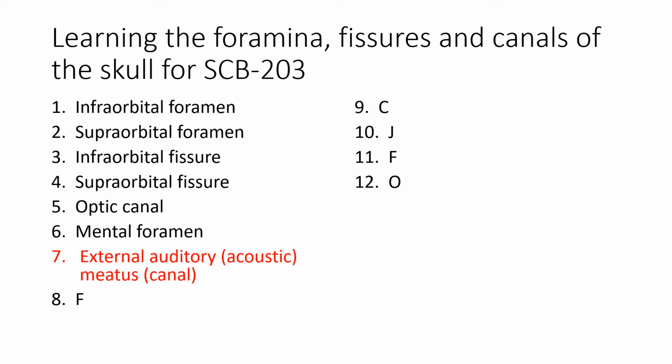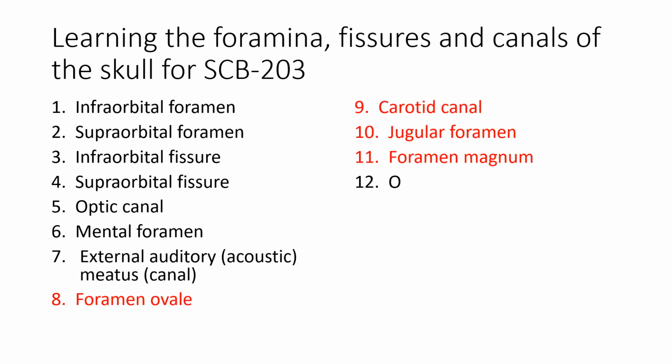Now the next group has 4 structures: the Foramen Ovale, the Carotid Canal, the Jugular Foramen, and the Foramen Magnum. So foramen can come first; it doesn't always have to come last. And of course, there's one left, number 12, for the last, and that is called the Olfactory Foramina. So these are the 12 we have to learn, and now we're going to identify them.